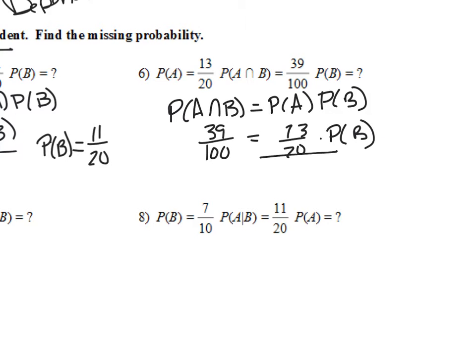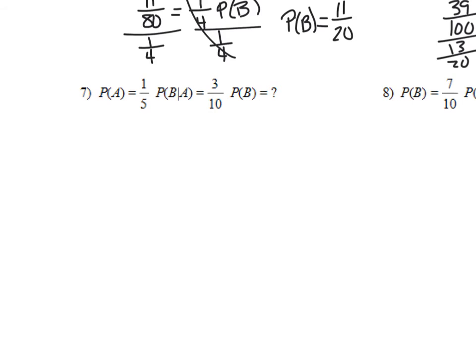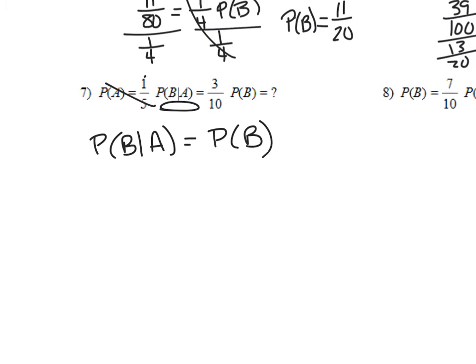So divide by 13 over 20. And the probability of B is 3 over 5. This one's even easier, because when you're using the conditional, probability of B given A, that's literally just equal to the probability of B. So extra information here.